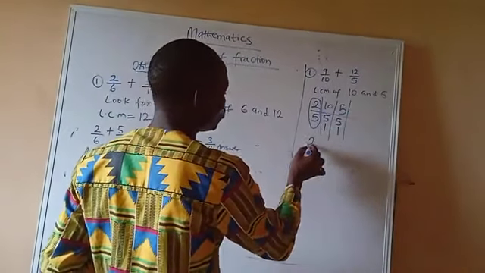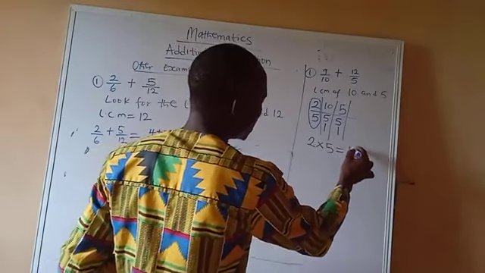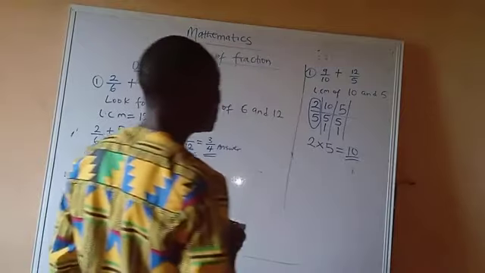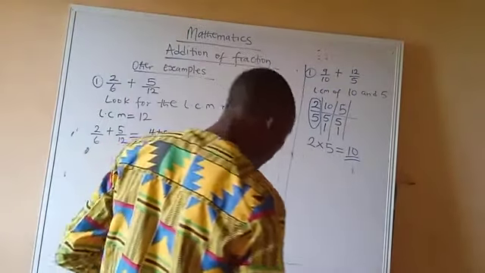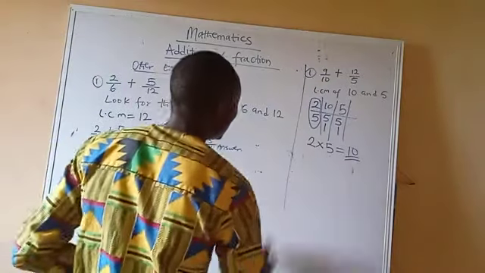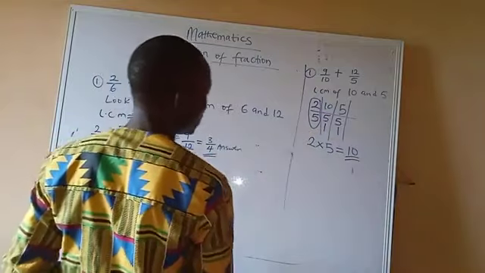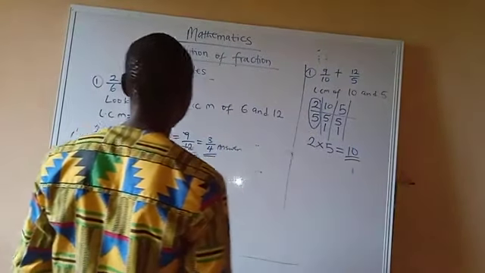What do we have here? 2 times 5. What will it give us? 10. So this is our LCM. LCM of 10 and 5 is what? 10. So let me continue. I want to clean this. This is how I did my LCM. Okay, let me continue with this.